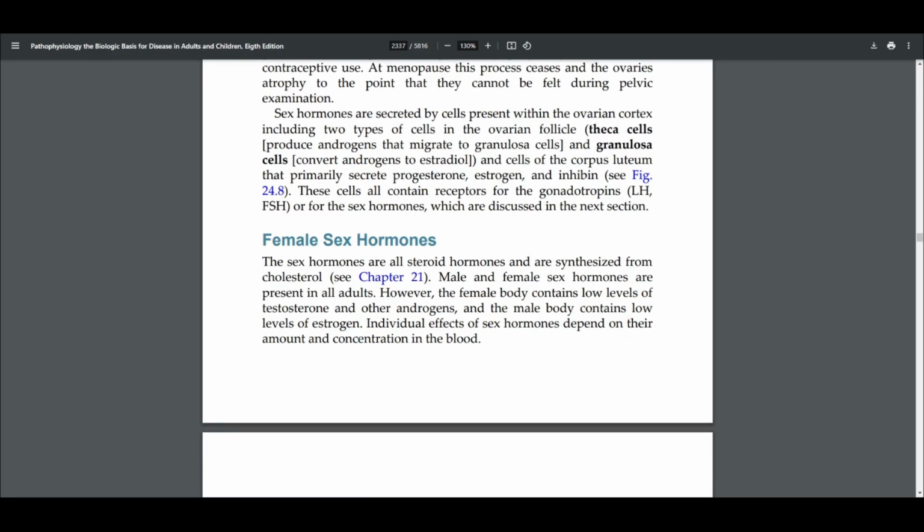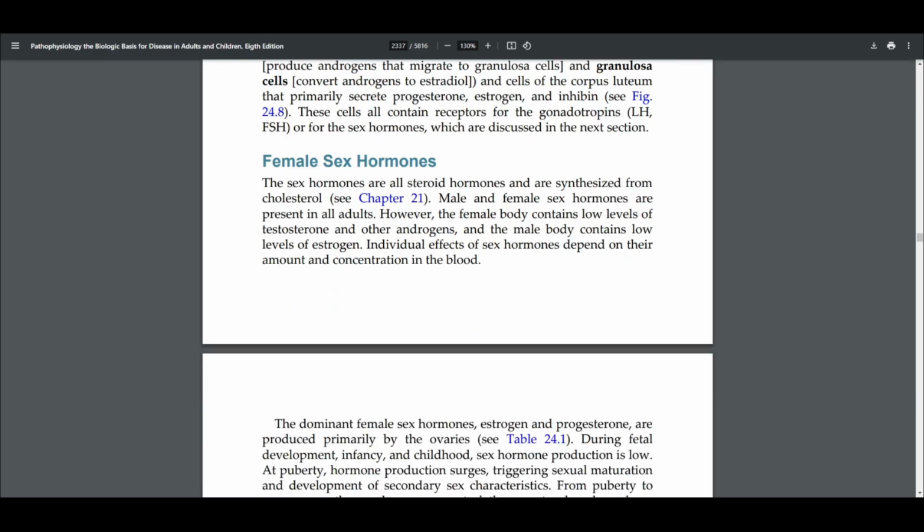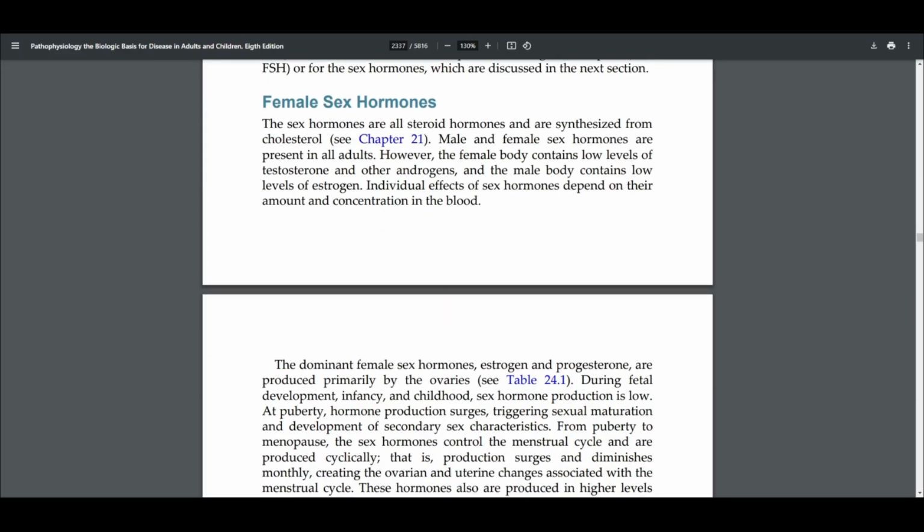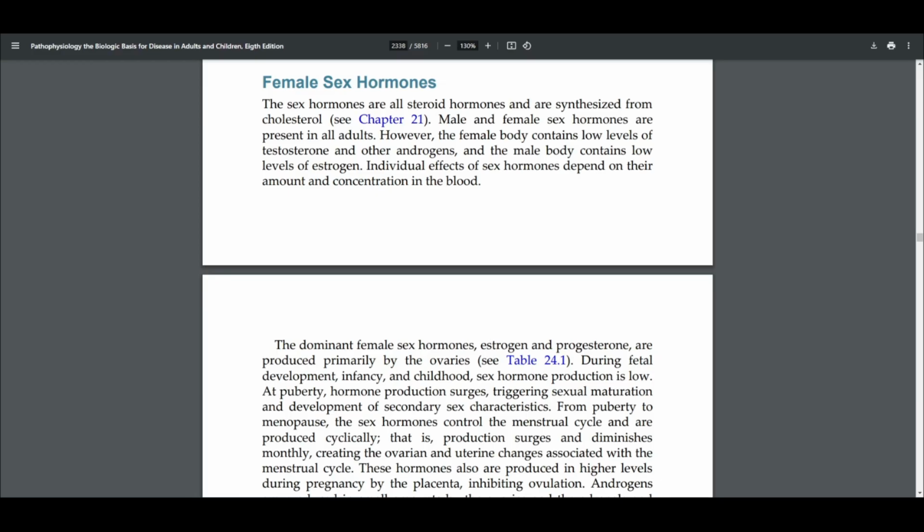That leads us to the female sex hormones. The sex hormones are all steroid hormones and are synthesized from cholesterol. Male and female sex hormones are present in all adults. However, the female body contains low levels of testosterone and other androgens, and the male body contains low levels of estrogen. Individual effects of sex hormones depend on their amount and concentration in the blood.